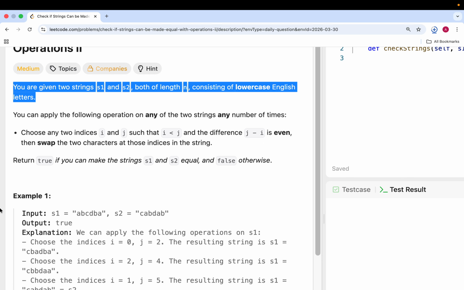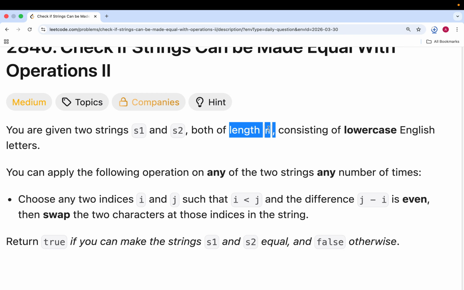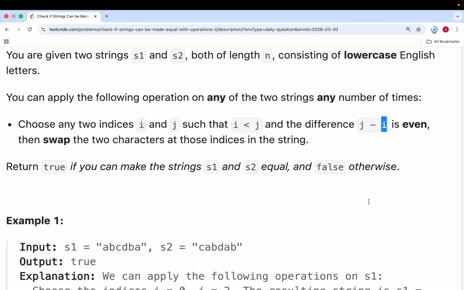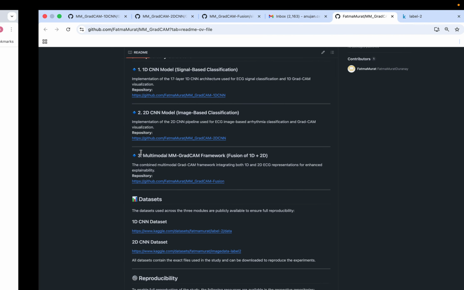So this is very similar to yesterday's, but it's extended to have strings of length n and an even difference. Sorry, j minus i should be even, not j minus i should be 2. So if we look at this example, we see that C and that A can be swapped. And then that A and that B can be swapped. I'll write it down.